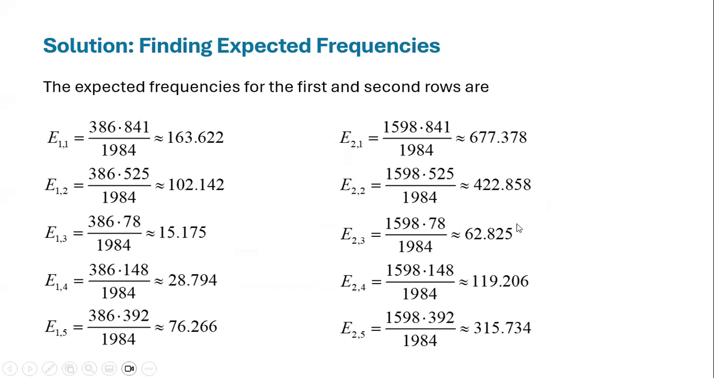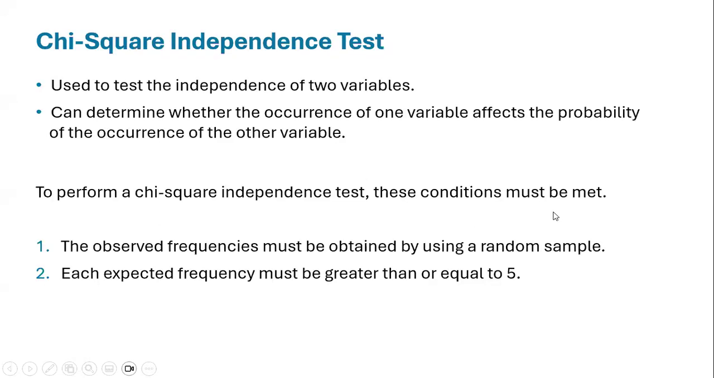After finding the expected frequency, now we can start a hypothesis test. But you know, for a chi-square test, you always check the requirement. And the requirement is exactly the same as the requirement for the goodness of fit test. It means that the observed frequencies must be obtained from a random sample, and the expected frequency must be greater than or equal to 5. After checking the requirement, you need to write the null and alternative hypothesis.